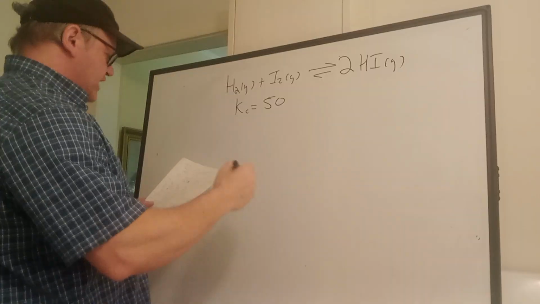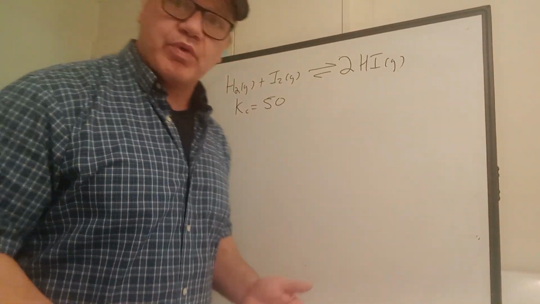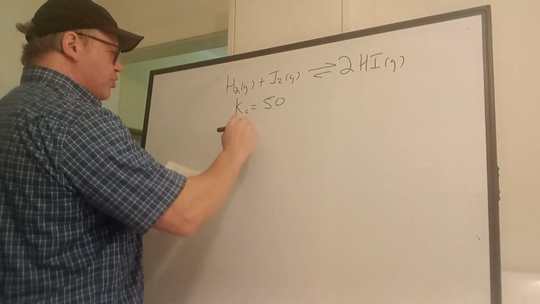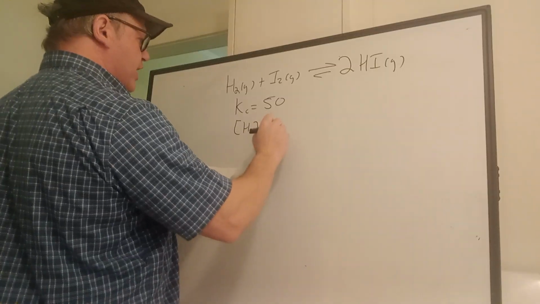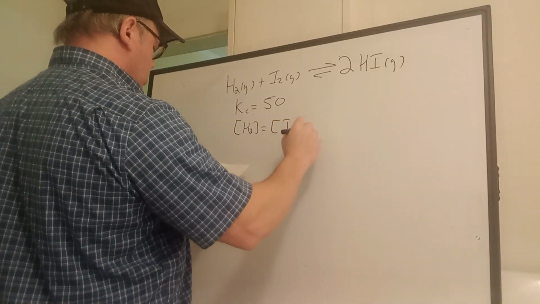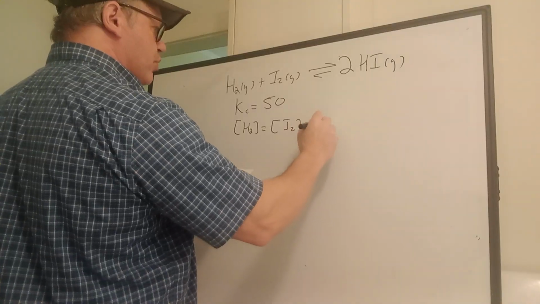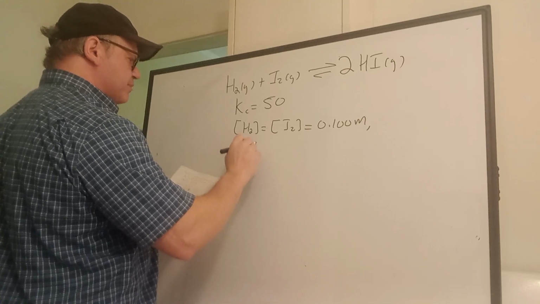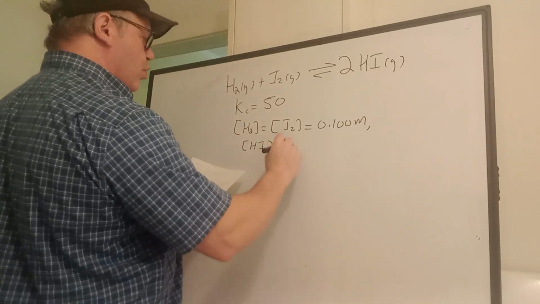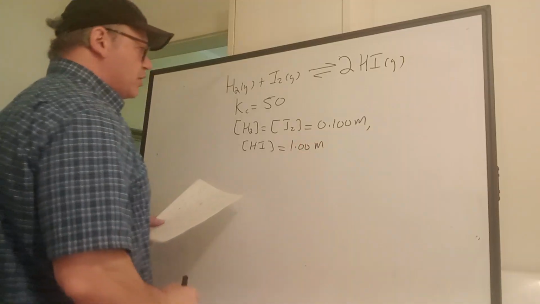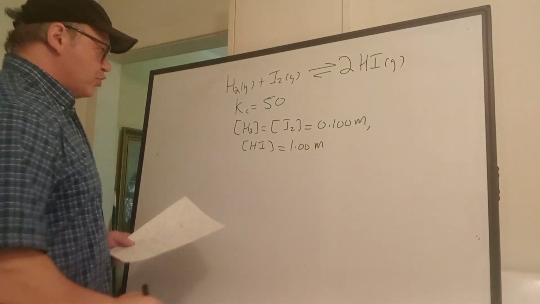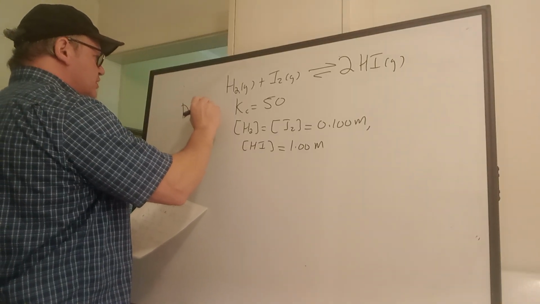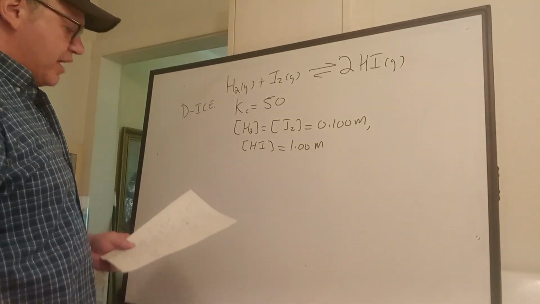And we're told that at that same temperature, we have a system prepared. Whether we prepared it or we find it like this is irrelevant, but the system is described at a certain point in time, having H2 and I2 molar concentrations of 0.100 molar, and also HI at 1.00 molar. So the first thing to do, we'll call it the dice method. I like that. So we have this direction step first.